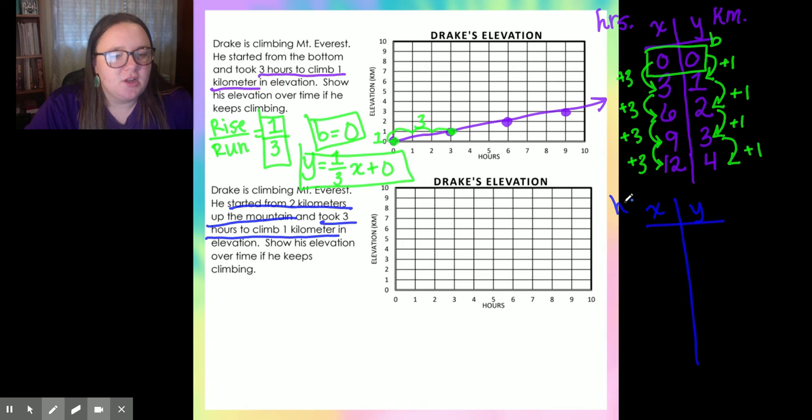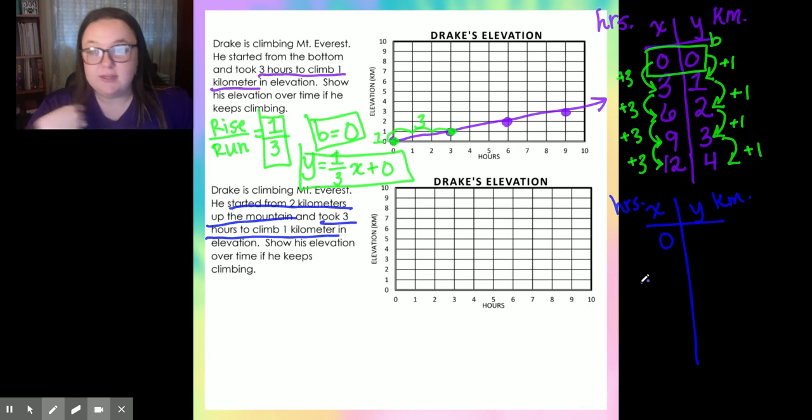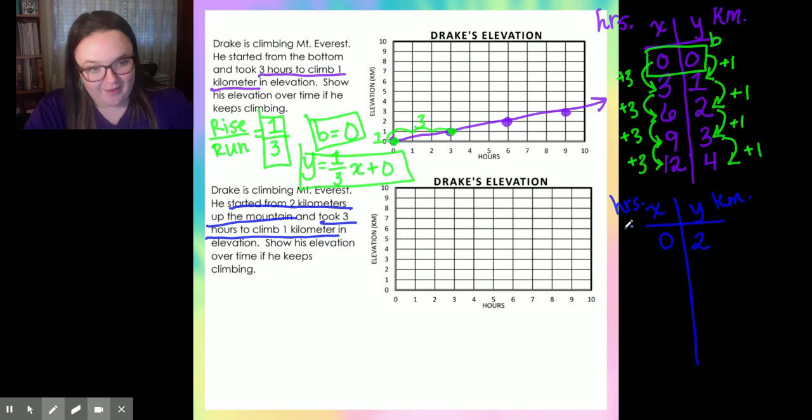My X's are the hours, my Y's are the kilometers. And let's just talk about that again, right? Taking it from this word problem into a table. At 0 hours, how much would Drake have climbed? Is he starting at 0 again? Did he start from the bottom this time? Drake's not at the bottom this time, right? He started from 2 kilometers up the mountain. So he is starting at 2 kilometers up already.